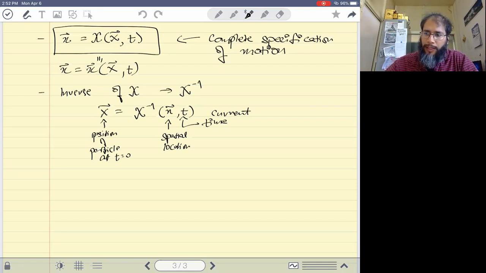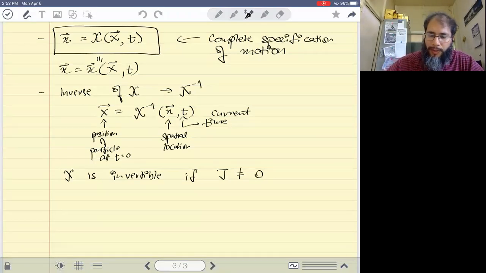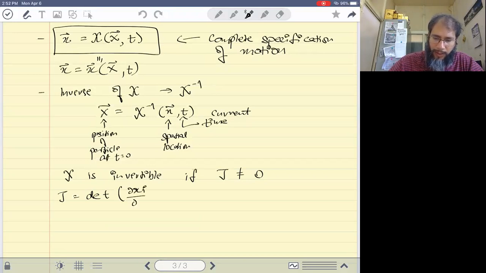Now, the inverse function may not exist all the time. So we say that the function chi is invertible if the Jacobian is not 0. Jacobian is defined as, we're talking about a transformation here from capital X to small x, the determinant of del small xi by del capital Xj. You can see that del small xi by del capital Xj is a matrix, and the determinant of that matrix is called the Jacobian.